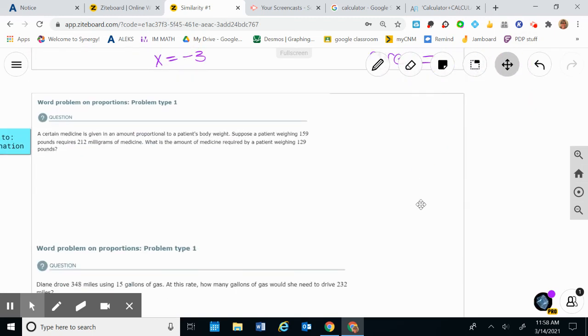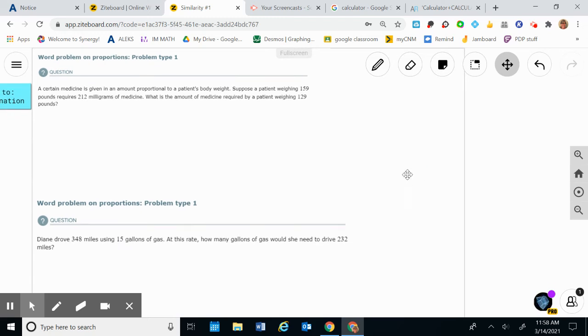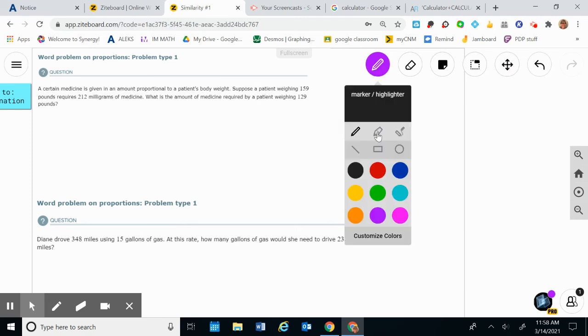Now we're going to do word problems. Again, words matter. You're just looking for the words that are going to describe what's on the top and what's on the bottom of this fraction. What's on the top, what's on the bottom. Okay, so we are going to try to watch. Ready? A certain medicine is given in an amount proportional.